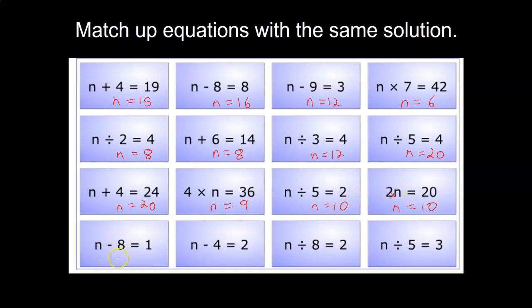The inverse of subtract 8 is add 8. So these two here are a pair. The inverse of subtract 4 is add 4. So that goes with this one up here in the corner. The inverse of divided by 8 is multiply by 8. So this one here goes with that second one there. And then the inverse of divided by 5 is multiplied by 5. And that goes with our first one up here.